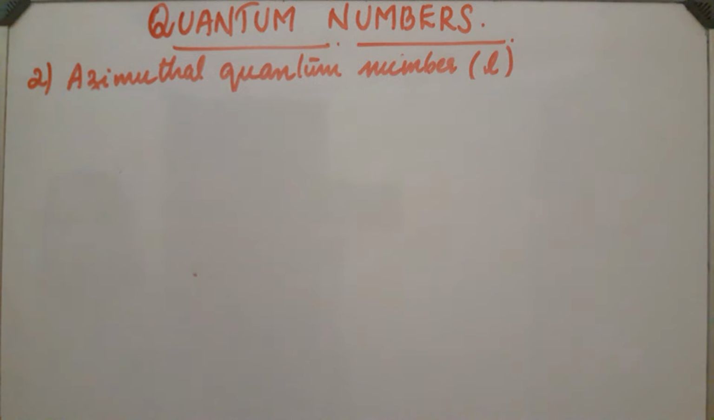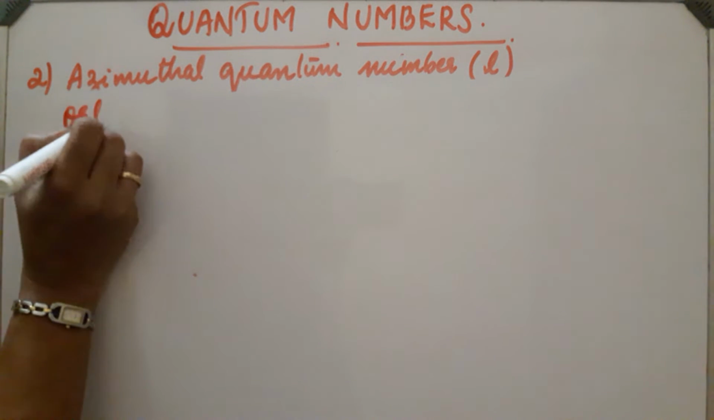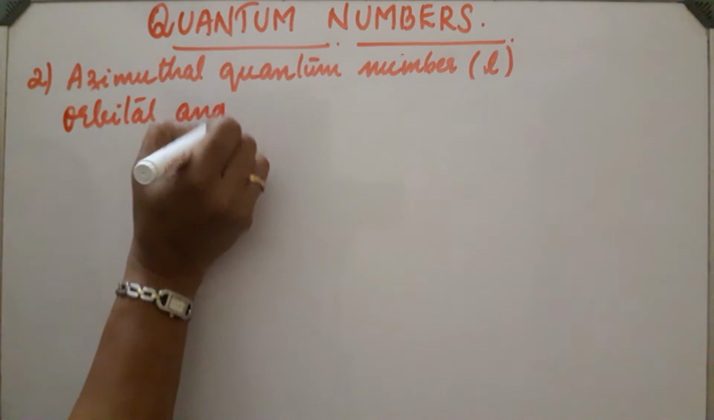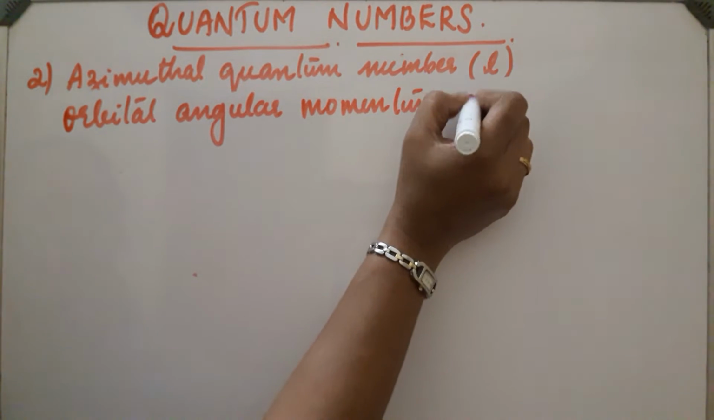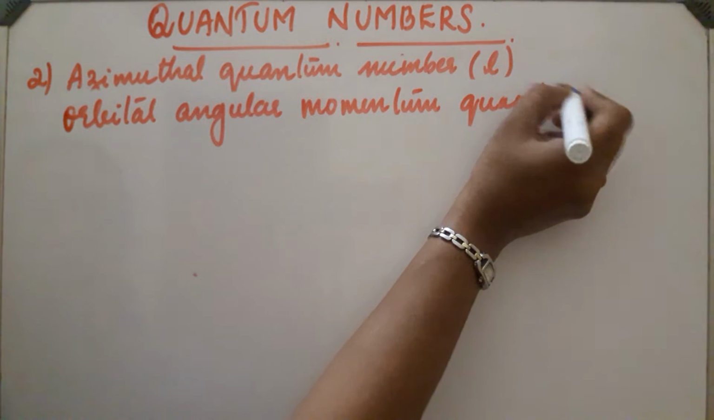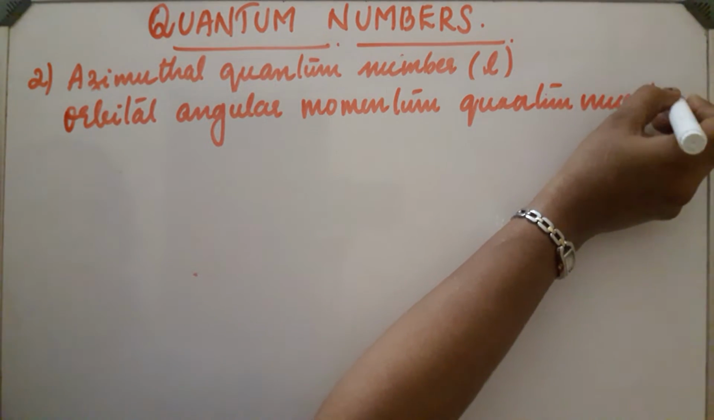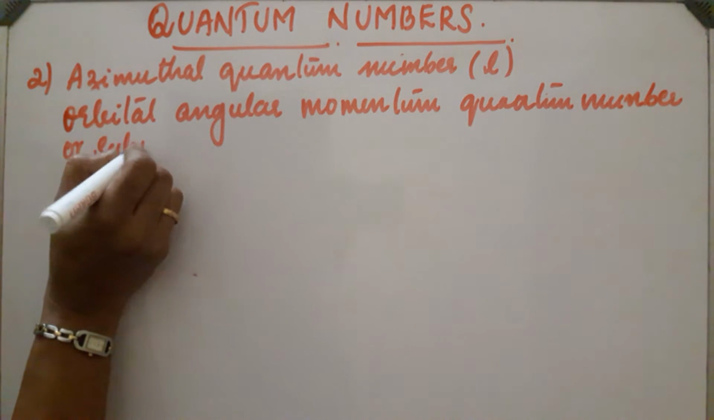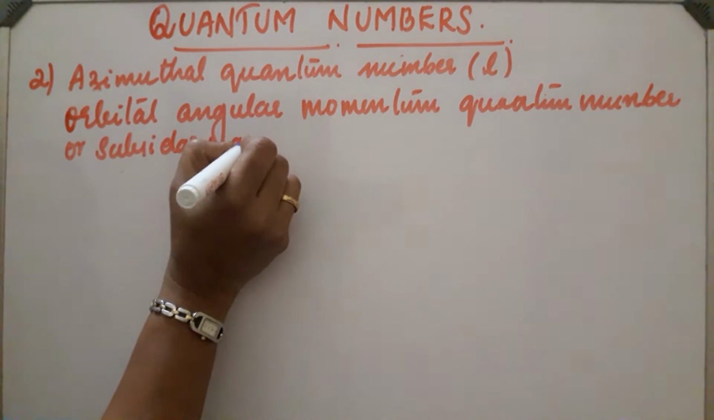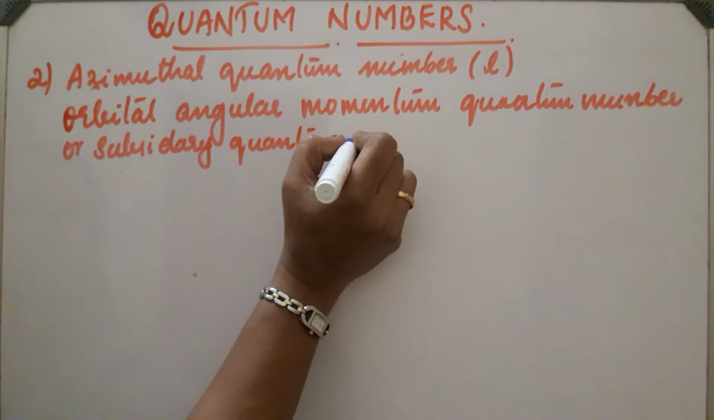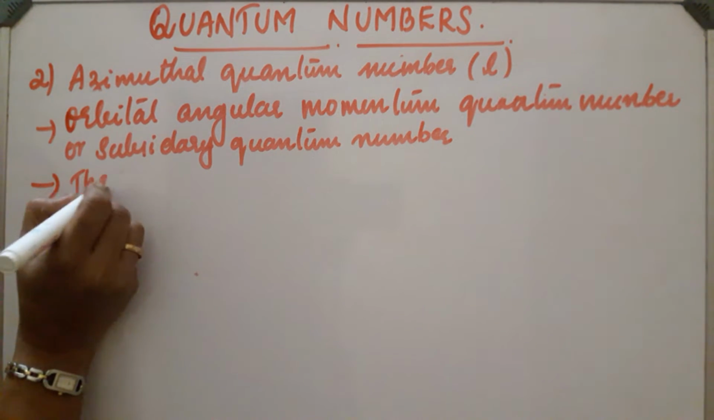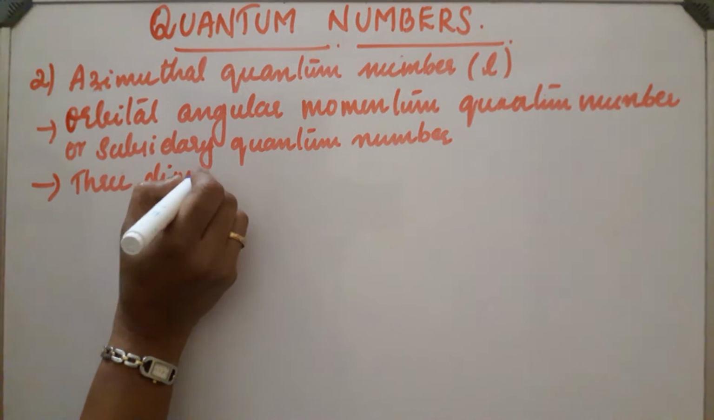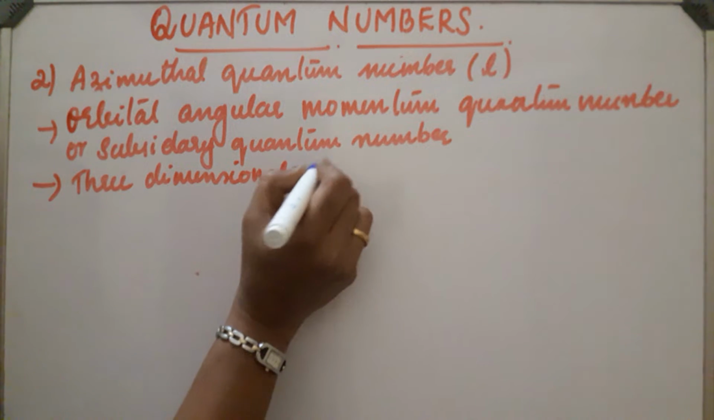Second one is the azimuthal quantum number, and it is denoted by the small letter l. It is also known as the orbital angular momentum quantum number, or the subsidiary quantum number. It defines the three-dimensional shape of the orbital.